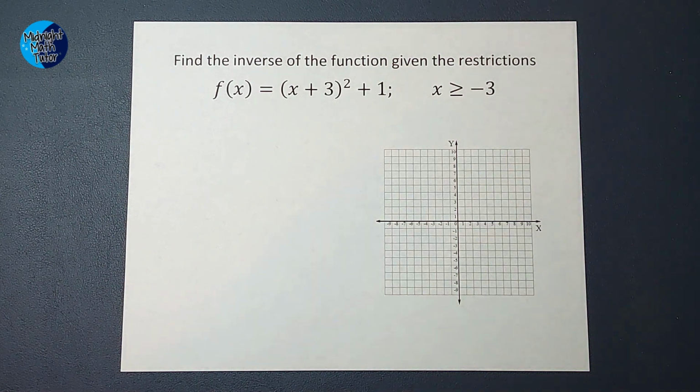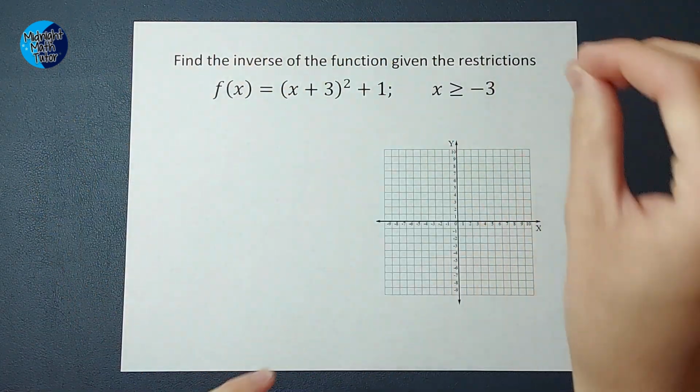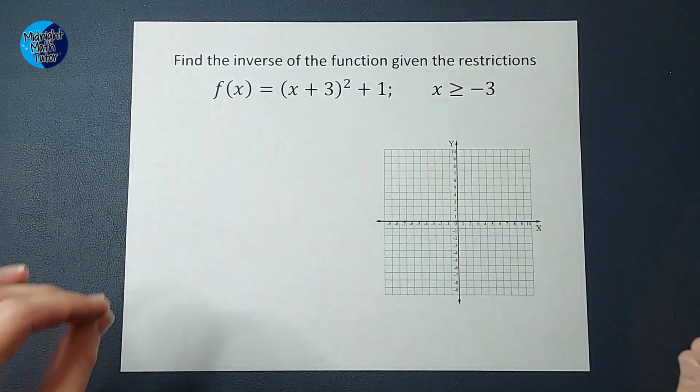We are finding the inverse of a function. It's very exciting stuff happening. All right, you will notice this one says find the inverse given the restrictions. These are my restrictions, so what is up with that, right?